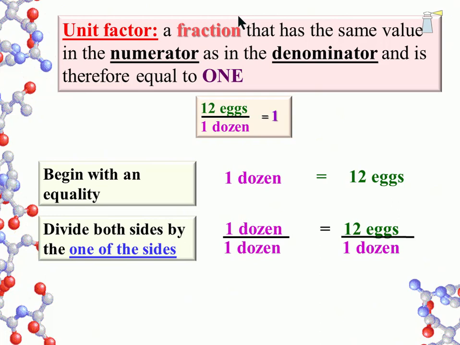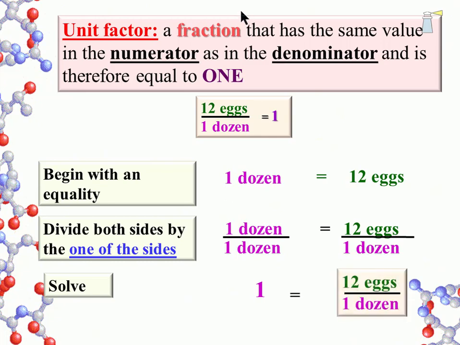Shortly we will return to this step and divide both sides by 12 eggs. For now, we have this modified equation. Since both sides are divided by the same value, we've maintained the equality. The final step is to solve or simplify the expression. 1 dozen divided by 1 dozen equals 1. There are no units. The dozens cancel out. Another way of looking at this simplification is to ask, how many 1 dozens are there in 1 dozen? That answer is 1. The other side of the equation that still remains is unchanged, and we have the unit factor that we set out to get.